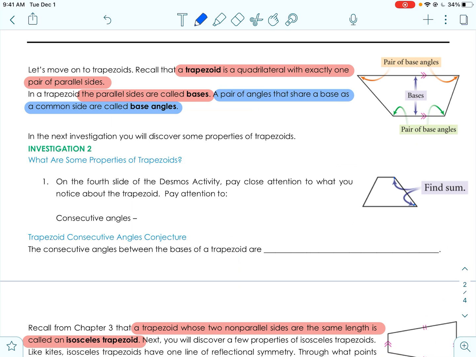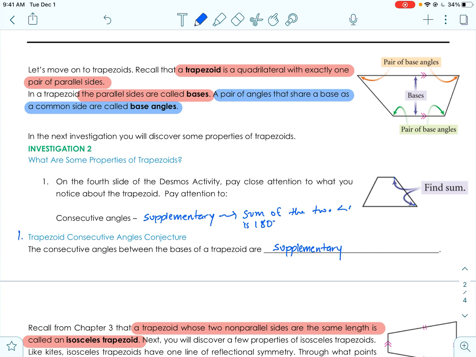Okay, so what you should notice is that the consecutive angles are supplementary, meaning the sum of the 2 angles is 180 degrees. So what we can come up with for our first conjecture here is that the trapezoids, if you look at their consecutive angles, the consecutive angles between the bases of a trapezoid are supplementary.